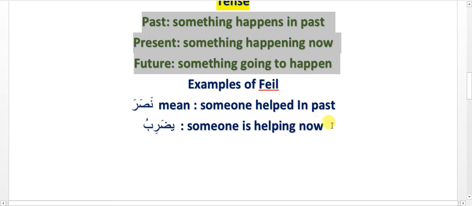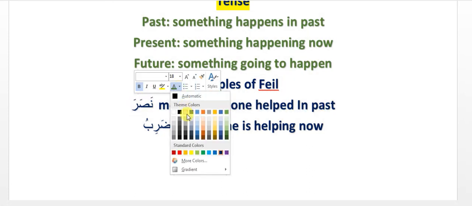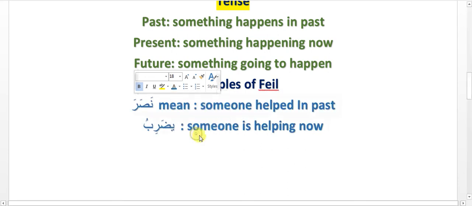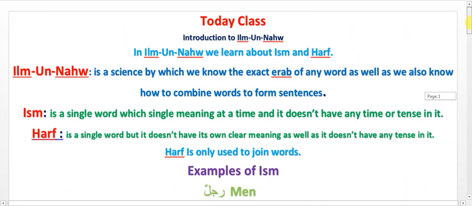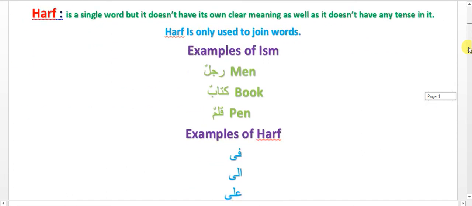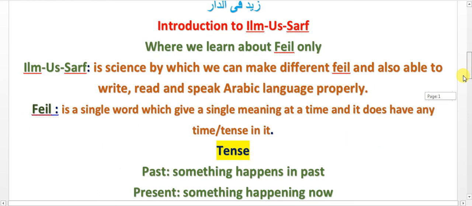Okay, so now we have completed our basic fundamentals of Ilm-Un-Nahw, Ilm-Un-Sarf. From the next video we are going to start our main chapter. Okay, so in this video we have learnt about Ilm-Un-Nahw, Ilm-Un-Sarf, Ism, Fail and Harf properly. From the next video we are going to learn about the main chapter with full detail and explanation, inshallah.